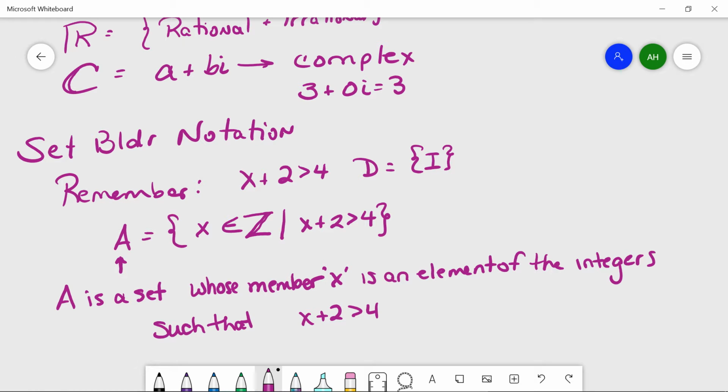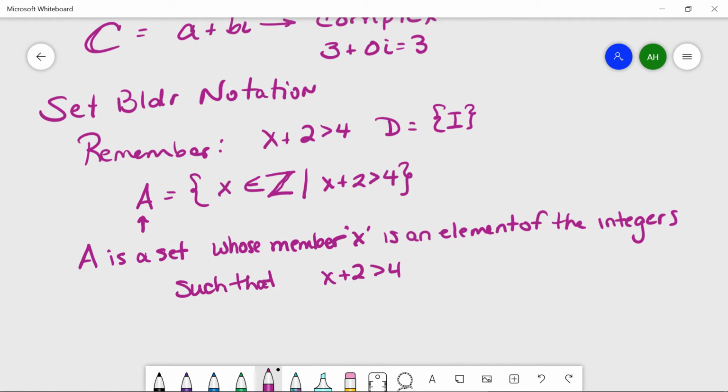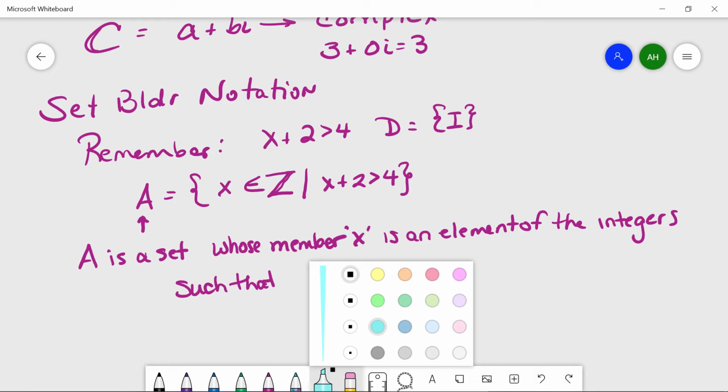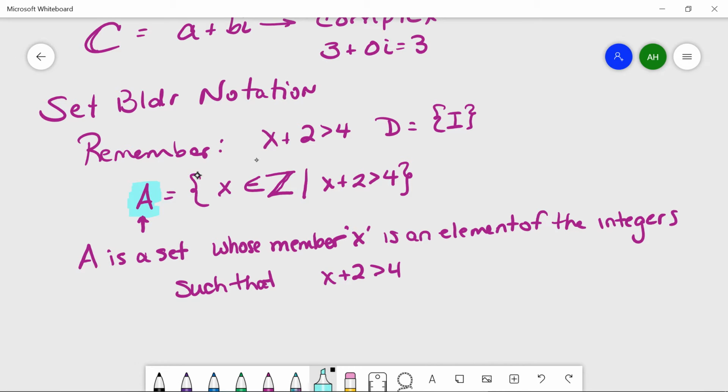All right, let's think here. Let's look. See this A that I've got right here, and the equal sign and this right here? This refers to this: A is a set.